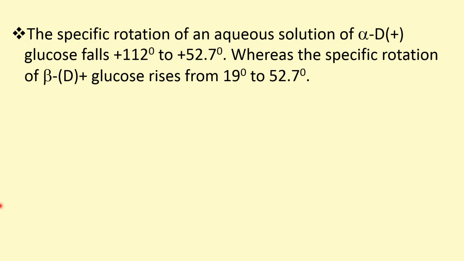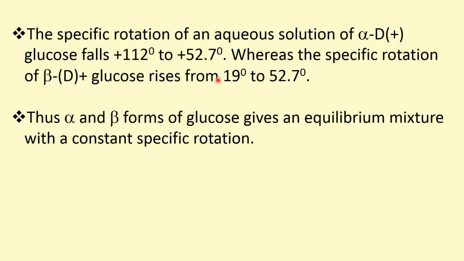Whereas specific rotation of beta D plus glucose rises from 19 degree to 52.7 degree. That means if you take aqueous solution of beta D plus glucose, initially specific rotation value will be 19 degree, but slowly it will increase and finally it will become stable at 52.7 degree. Thus, alpha and beta forms of glucose give an equilibrium mixture with a constant specific rotation value.